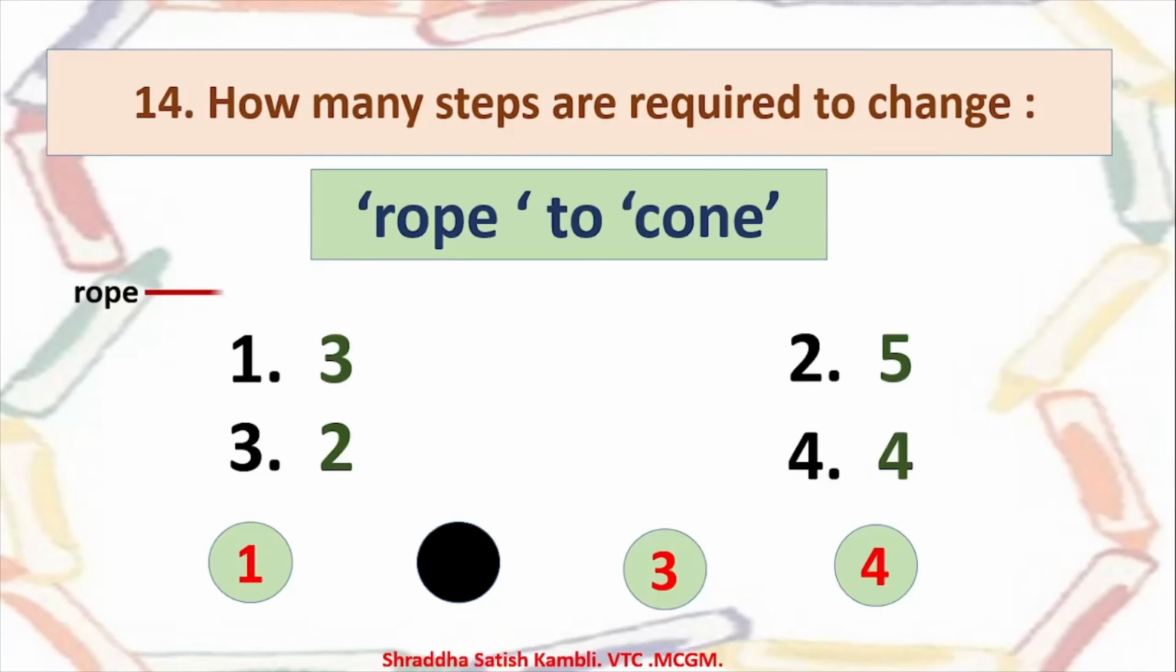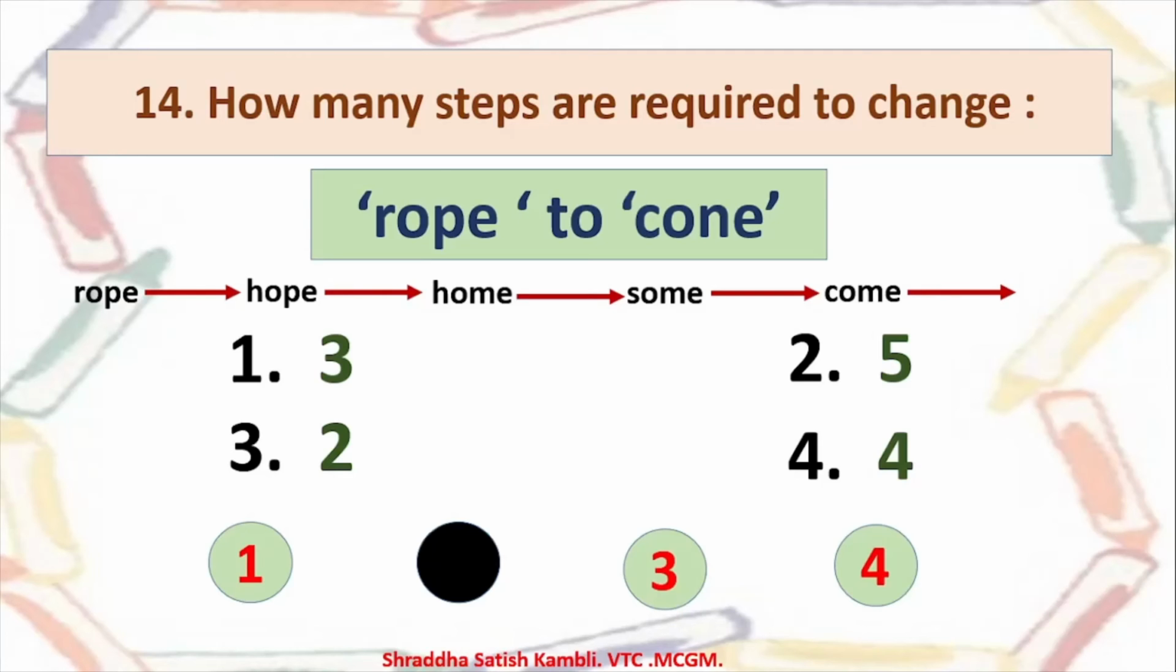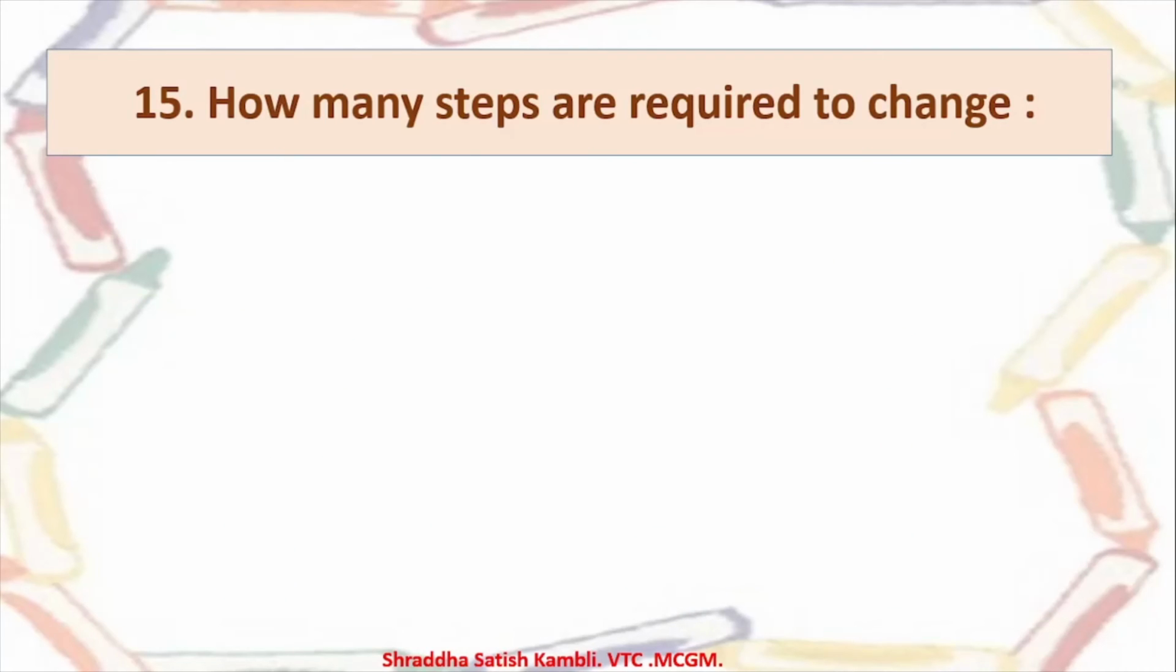So R-O-P-E, rope, becomes H-O-P-E, hope. It becomes H-O-M-E, home, which becomes S-O-M-E, some, which becomes C-O-M-E, come, and then it becomes C-O-N-E, cone. Okay, so you see how the entire thing went on changing. Last question in this pattern, question number 15.